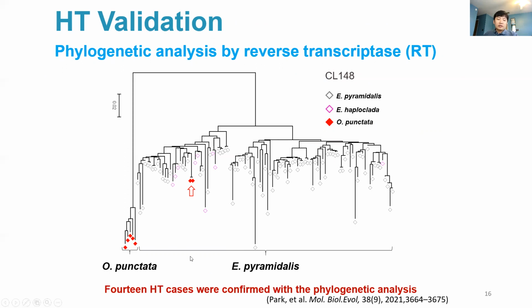If there is no horizontal transfer between the Echinochloa and Oryza, the reverse transcriptase homologs have to be clearly separated. However, 2 homologs of Oryza punctata were identified in the Echinochloa cluster. This indicates that one of the Echinochloa LTR-retrotransposons was horizontally transferred to the Oryza punctata genome and proliferated into 2 copies.